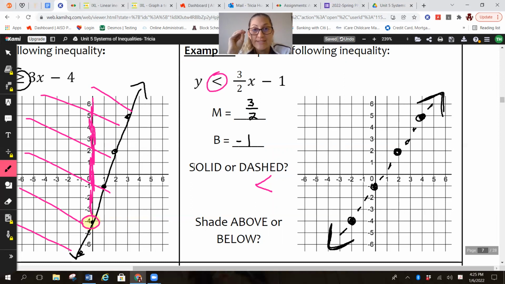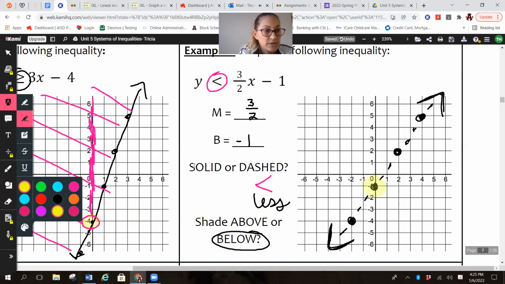Now you have a dashed line, and now decide, should I shade above or shade below? Well, think about the symbol. This is a less than symbol. Does the word less associate with the word above or the word below? And if you don't remember, look back up at the top. It has all the answers. Less means below. So what are you going to do?